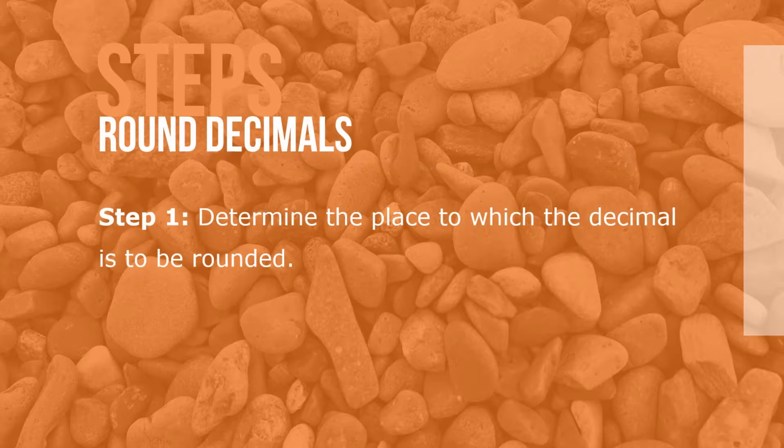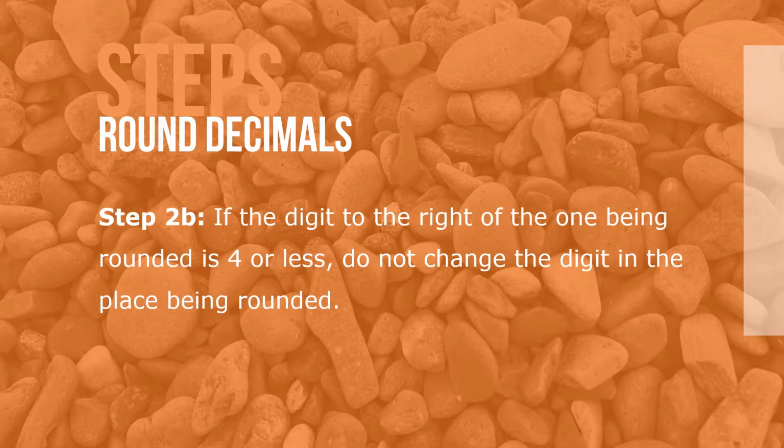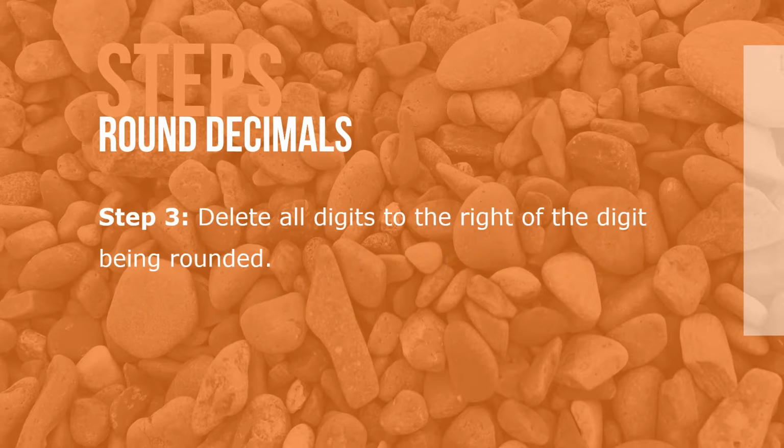Here are the steps to round decimals. Step 1. Determine the place in which the decimal is to be rounded. Step 2. If the digit to the right of the one being rounded is 5 or more, increase the digit in the place being rounded by 1. Step 2b. If the digit to the right of the one being rounded is 4 or less, do not change the digit in the place being rounded. Step 3. Delete all digits to the right of the digit being rounded.